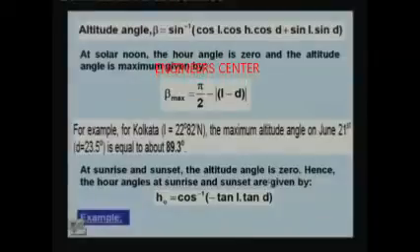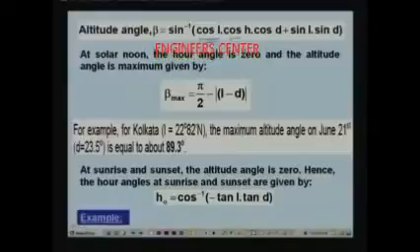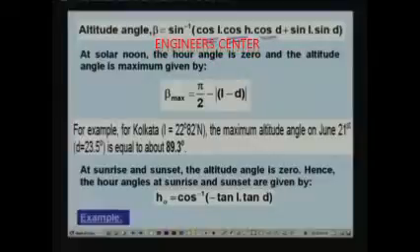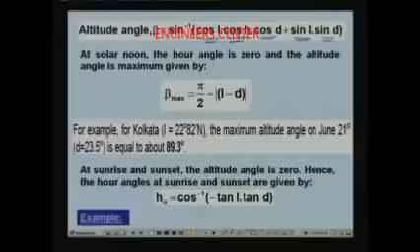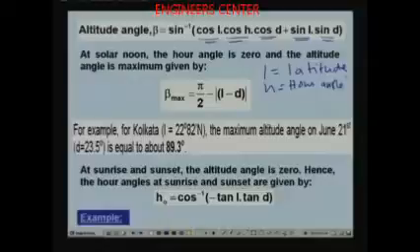Okay, so altitude angle beta. It can be shown that the altitude angle beta is equal to cos L multiplied by cos H multiplied by cos D plus sin L multiplied by sin D, where L, as I have already discussed, is latitude, H is the hour angle, and D is declination.